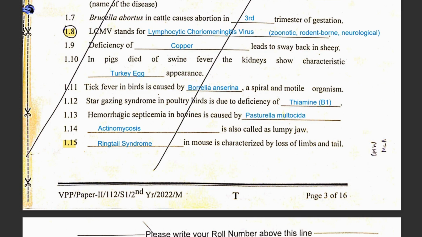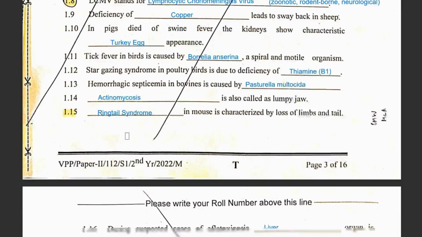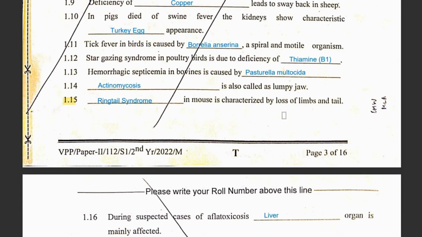Hemorrhagic septicemia or HS or shipping fever in bovines is caused by Pasteurella multocida. Sometimes it's also given as Pasteurella hemolytica, but you can write either. Dash is called as lumpy jaw, actinomycosis. Don't get confused in actinobacillosis, which is wooden tongue. Dash in mouse is characterized by the loss of limbs and tails, the ringtail syndrome.